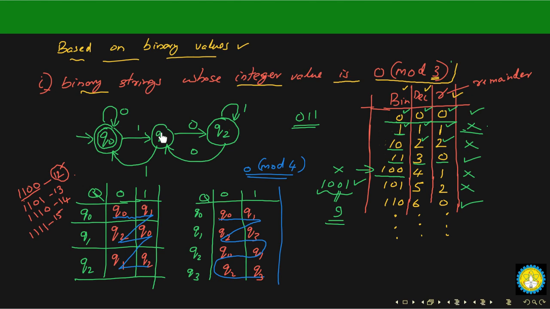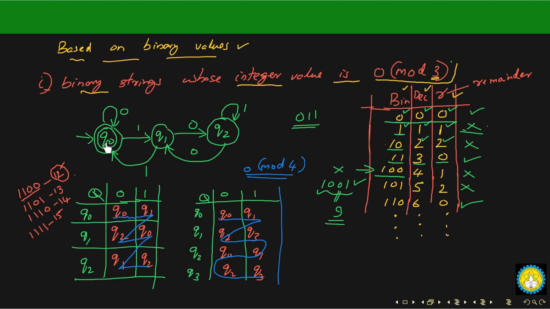Similarly, look at 1110, which is 14, and its remainder upon division by 3 is 2. So we expect it to end at Q2. Let's see what is happening. From Q0, 1, 1, 1, 0. You can see that it ends at Q2. Let's look at one more: 1, 1, 1, 1. The equivalent decimal value is 15, and 15 is divisible by 3. That means the remainder should be 0. Let's look at what is happening. 1, 1, 1, and 1. So it's coming back to Q0, so the remainder is going to be 0.